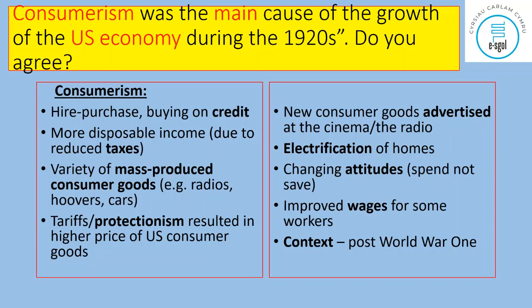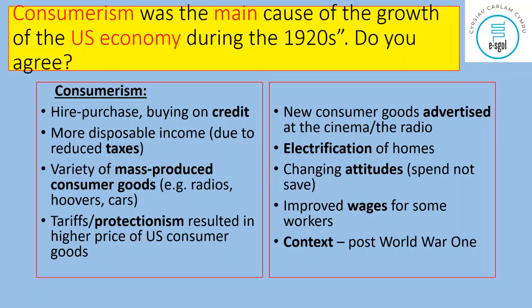And what do we have? People buying on credit causes a boom in consumerism. People buying on hire purchase, paying with a deposit and installments, meant that more expensive items could be bought over time instead of saving and saving. More disposable income for many people, or for some people, of course. In particular, in the northern cities, you might have higher wages, but also due to reduced taxes, you have more disposable income.